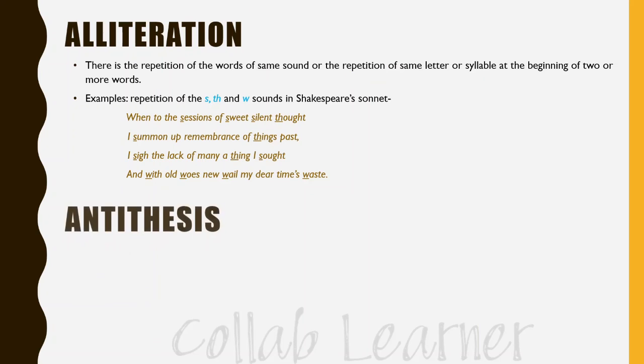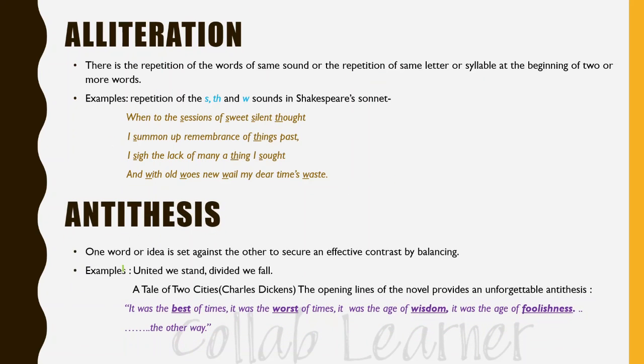The second literary device is antithesis. Here, one word or idea is set against the other to secure an effective contrast by balancing. Like, united we stand, divided we fall. It means the first line is completely opposite to the other. Here we are saying that by uniting ourselves we stand, but when we divide ourselves we fall. So these kinds of lines are termed as antithesis.